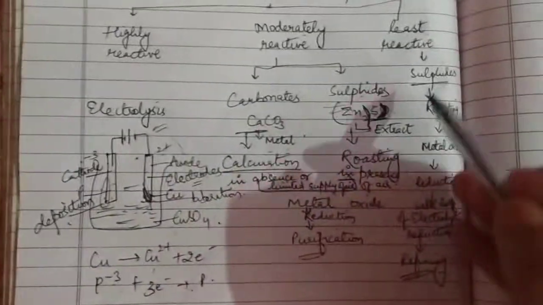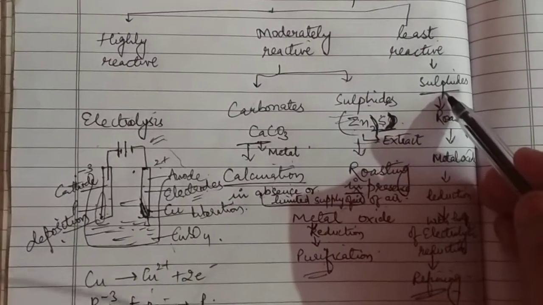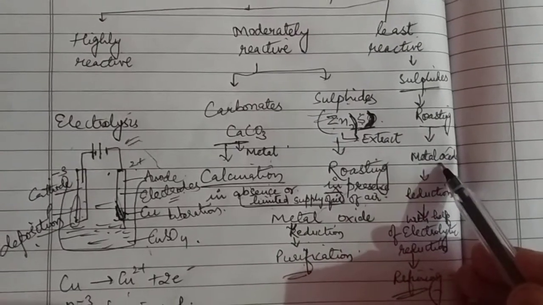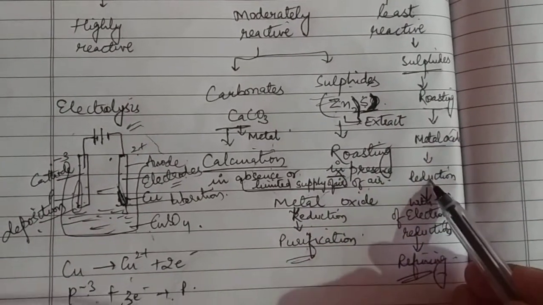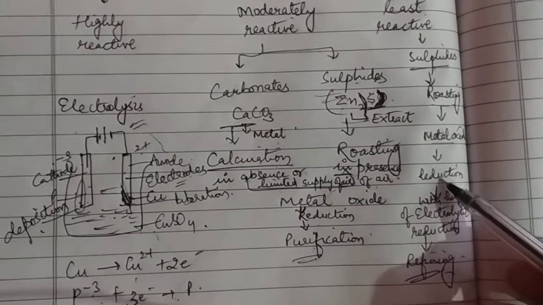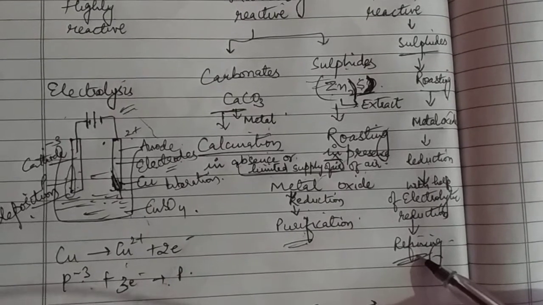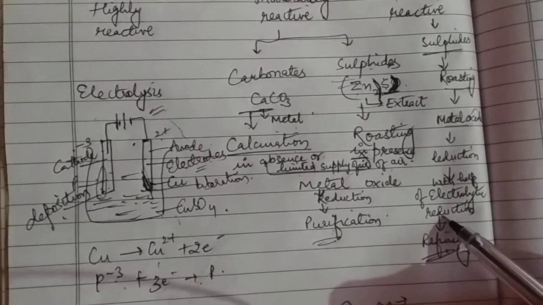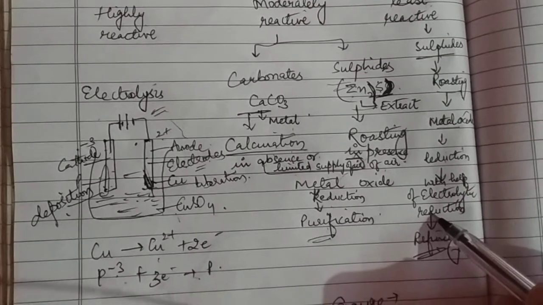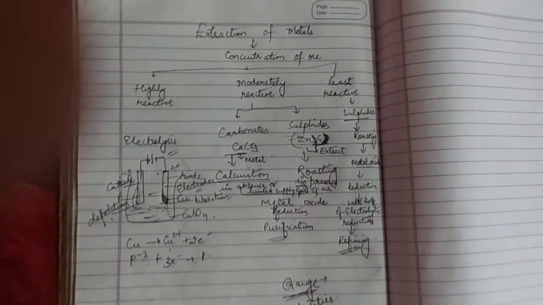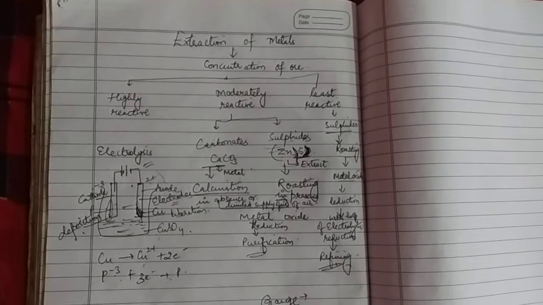In the last process, only this sulfide reaction occurs here. You can see sulfides are converted under the process of roasting. Then metal oxide is formed. After metal oxide, reduction takes place. Clear? So we can do the reduction. After reduction, refining happens, and it happens with the help of electrolytic reduction. Clear? We use the process of electrolytic reduction. So this is the extraction of metals in this chapter. So I think you understand once again.